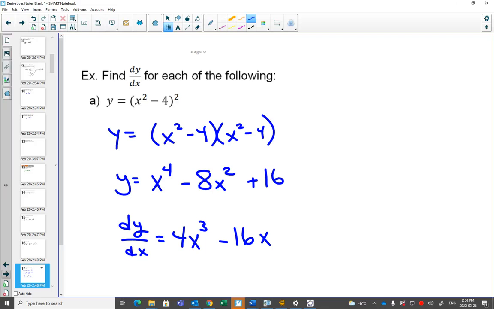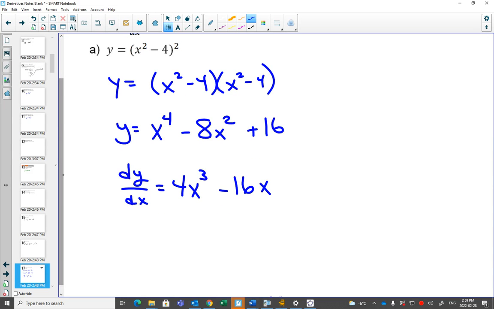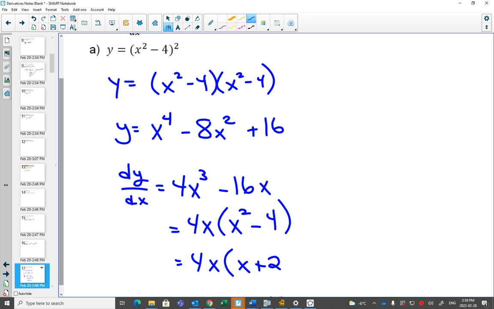Yes? We could. Yes, this could be a chain rule one once we learn the chain rule. Right, well, in this last one, if you wanted to rewrite this in a different form, you'll find that your textbook sometimes writes the answers in factored form. For example, this is equal to, I could pull out a 4x, leaving me with x squared minus 4, which I could factor even more.